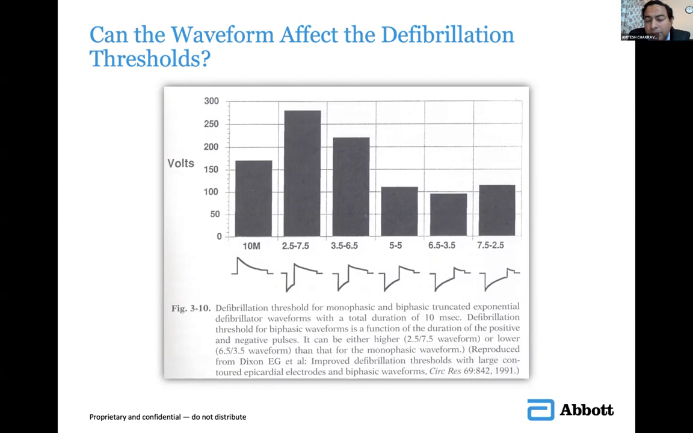The only time the pain might be less is when you give 25 joules, which is usually the case when you are looking at something like an atrial flutter. But otherwise, you shock them with a high energy because you don't want to shock them more than once or more than twice.